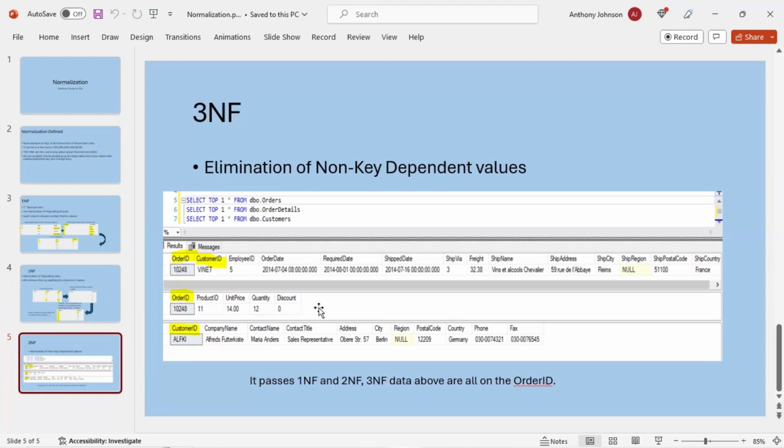So again, normalization is the process of eliminating redundant data. It is achieved by breaking down large data sets into smaller tables and linking them through key relationships. You have your 1NF, your 2NF, your 3NF, your 4NF, and your BCNF. Your 1NF eliminates repeating groups. 2NF is the elimination of redundant data. And 3NF, which is here on the screen, is the elimination of non-key dependent values. So if that value is not tied to a primary key in another table, it shouldn't be there. That would be an infraction of the third normal form.